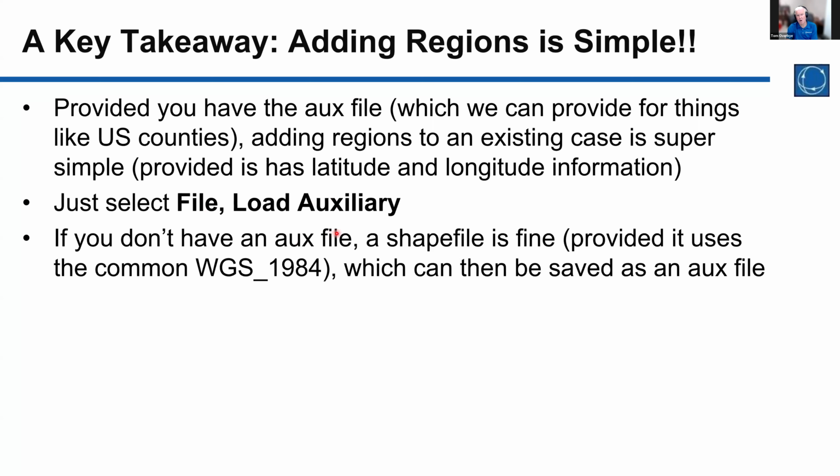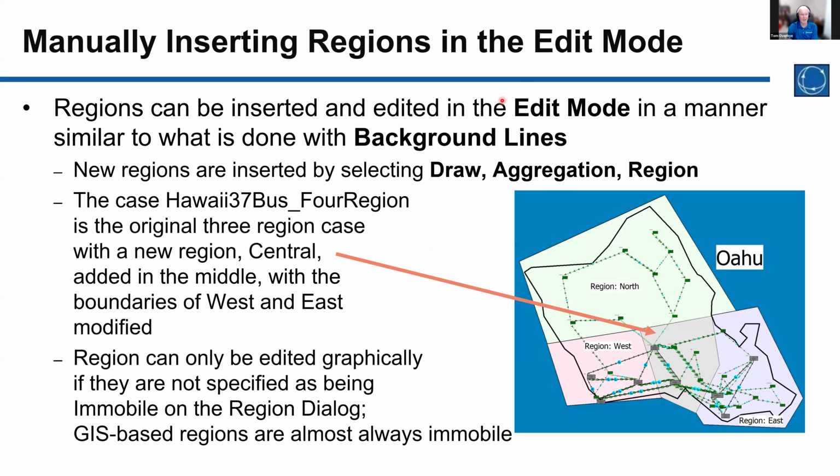If you don't have them, go get a shape file, provided it uses the common WGS_1984 format, then we will be able to load it in directly. We load a couple other formats as well, that are projections, but that's by far the most common one.